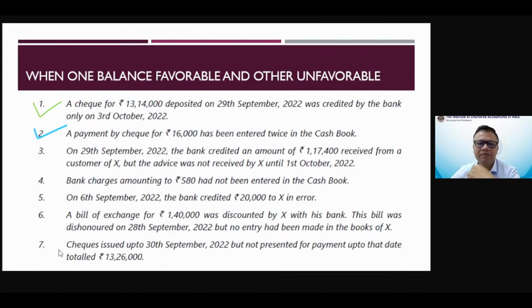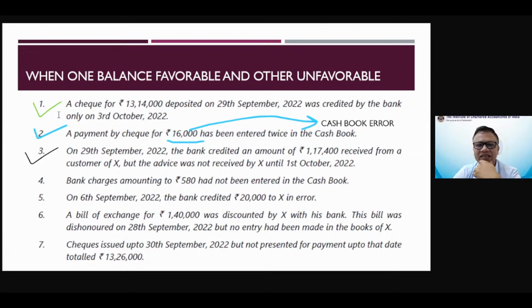So there is a payment by check which has been entered twice in the cash book. So who has made this error? Payment by check of rupees 16,000 has been entered twice in the cash book. So definitely the error has been made by the cashier side because it is entered twice in the cash book. And here, this is a cash book error.